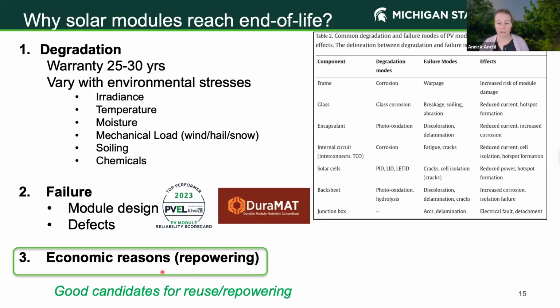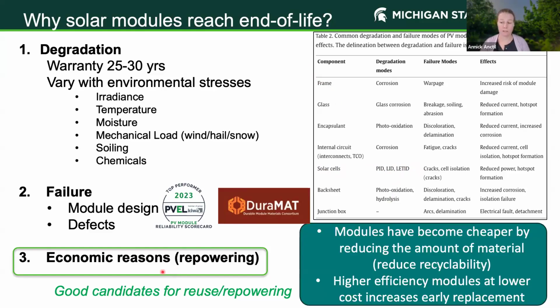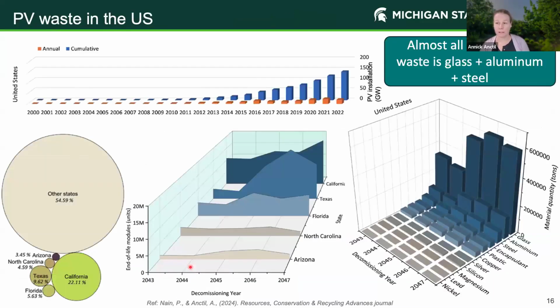One reason modules get repowered is not that they're not good anymore, it's just for economic reasons. With much higher efficiency modules and lower costs, it has sometimes become better to replace the modules earlier than expected. But the good news is if those modules are still working well, they can be reused, and the reuse market, what we call repowering, is increasing pretty quickly. I'll give a few examples in a few seconds.